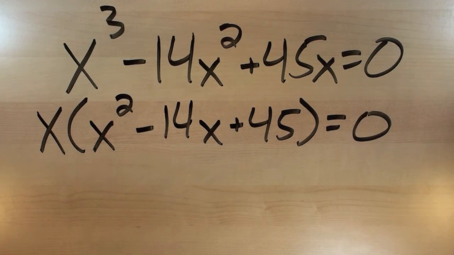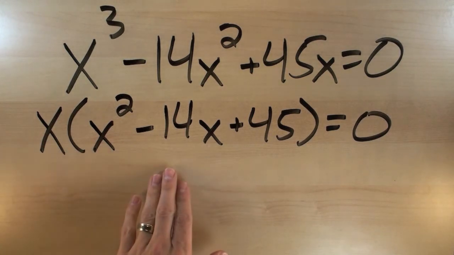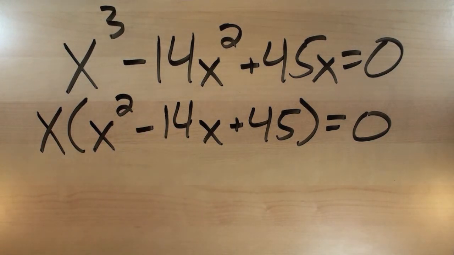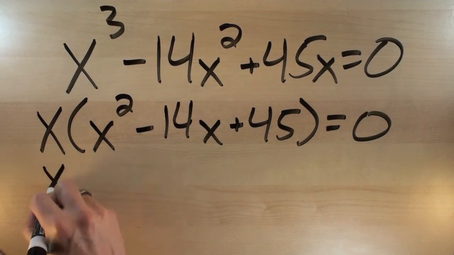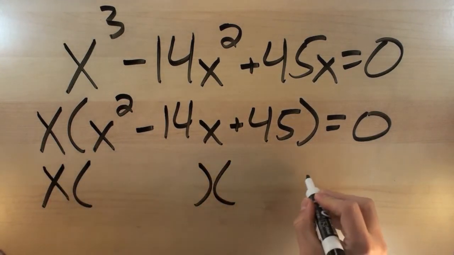And if we wanted to check that we did this correctly, we could just multiply the x back in and we would get what we have on the previous line. Now, what we have left in the parentheses is factorable further. So, let's factor it.